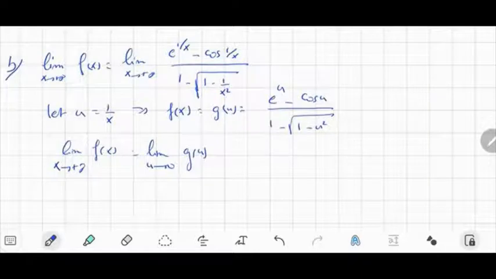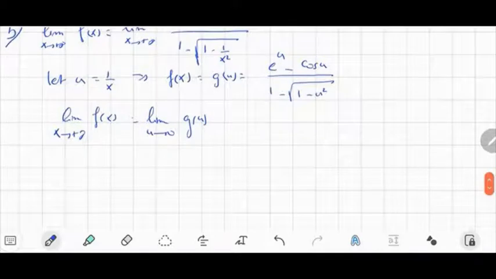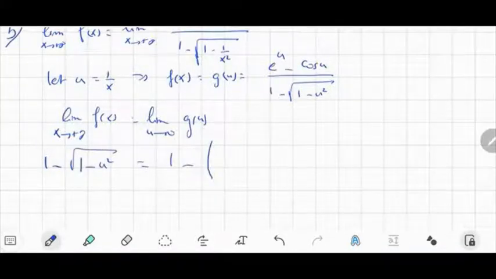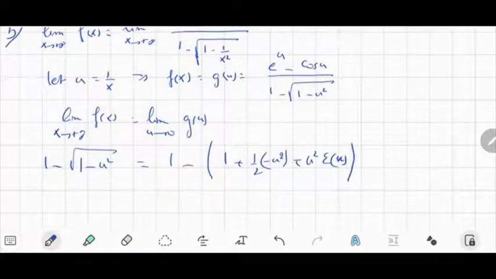So again, we need the first non-zero terms in the expansions. So let's look at the denominator first. 1 minus square root of 1 minus u squared is equal to 1 minus, and then I will write the expansion of square root of 1 minus u squared. It starts by 1, that will vanish with the other one, plus half u squared, and here I can stop because, sorry, it's minus u squared, and here I can stop because now I have one non-zero term in the expansion. So plus u squared epsilon of u, it's equal to half u squared plus u squared epsilon of u.